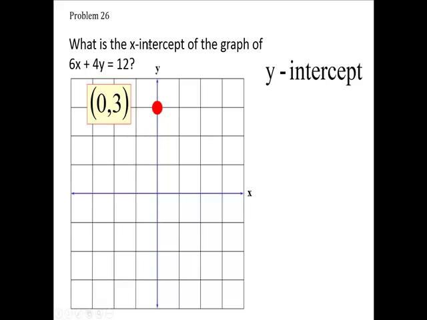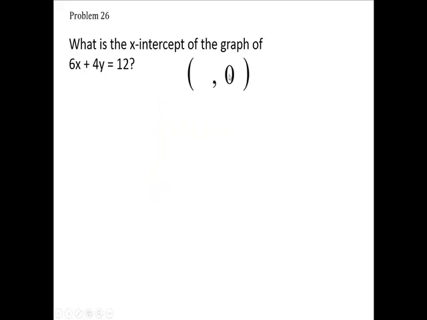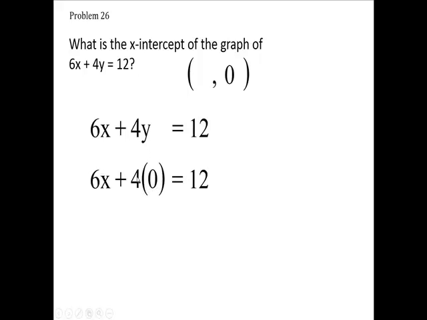Now, let's substitute 0 in for what we should have put in there. Let 0 be y and figure out the value of x. When y is 0, the value of x is called the x-intercept. Let me show you what I'm talking about. Plug in a 0 for the y, you'll have 4 times 0, won't you? 4 times 0 is 0, so you'll have 6x plus 0, which is 6x. Divide both sides of this equation by 6.